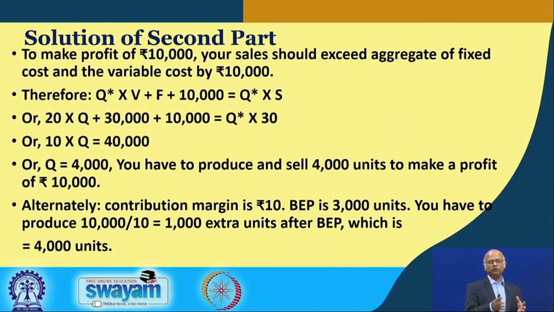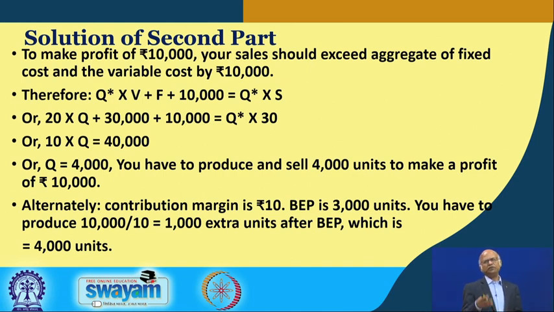So, Q into V is the variable cost plus F is the fixed cost plus the profit. All these are to be met out of sales. Q into S is the sales. Now, solving that with given data, it comes that you have to produce 4000 units to make a profit of 10,000.